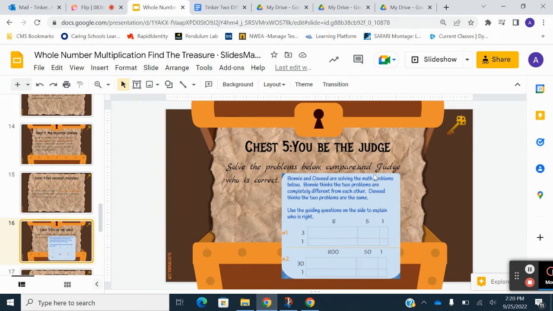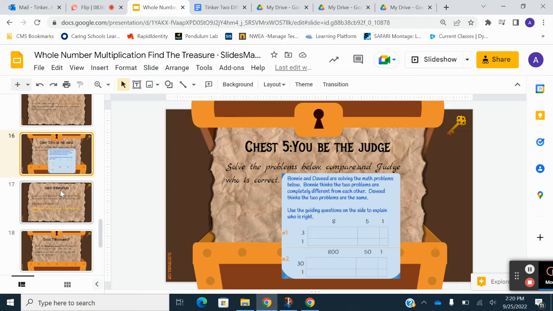The next one is called You Be the Judge. So it presents them with these 2 problems. It says that Bonnie says that these are different problems, and David says they're the same, and they have to decide which one is correct by solving the problems.